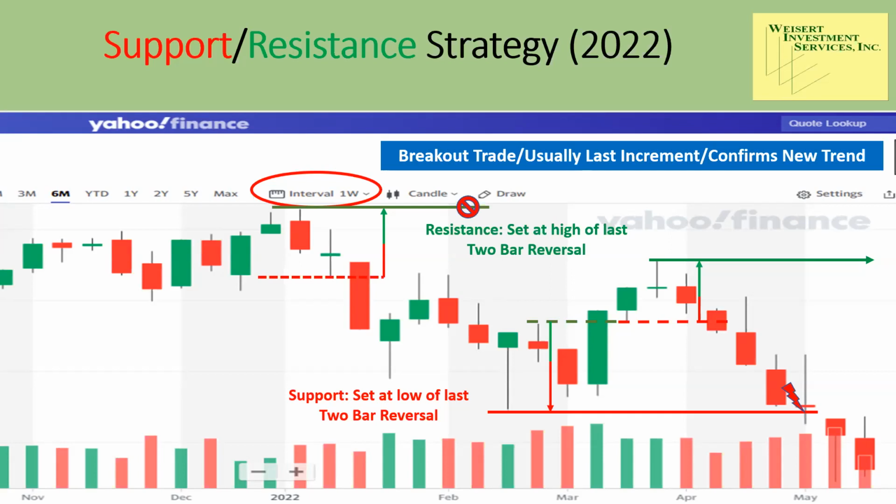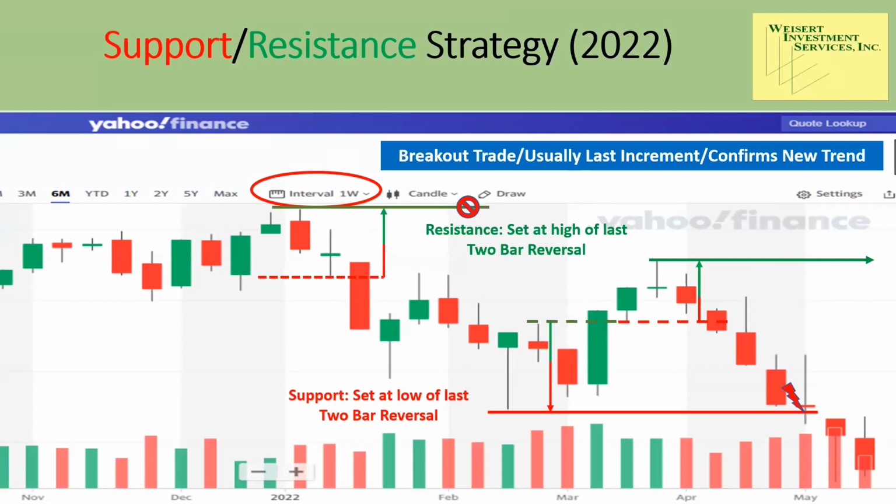You see it when we had the 2-bar reversal, we saw that 1 week at the beginning of January. We picked out the high point, irrespective of the color, and we put a resistance line. Okay, it was never broken, so we just disregarded it. This breakout trade is usually the last trade that we'll get through a cycle, and what it does is that it confirms a new trend as you look through it.